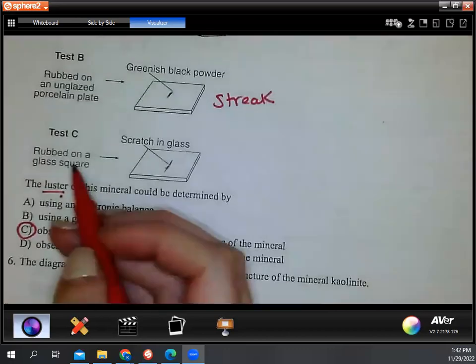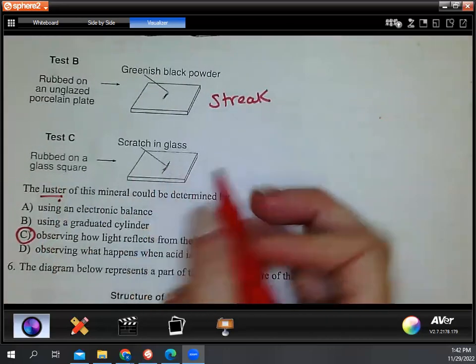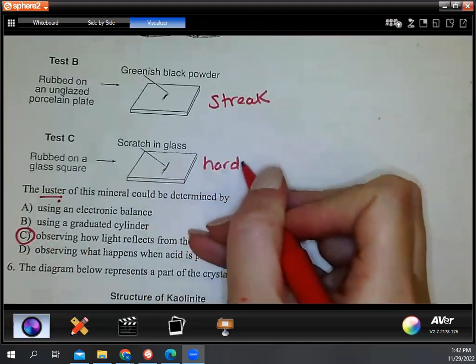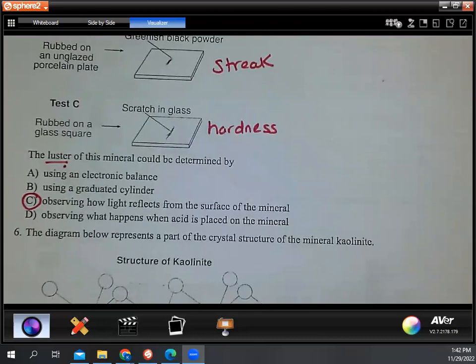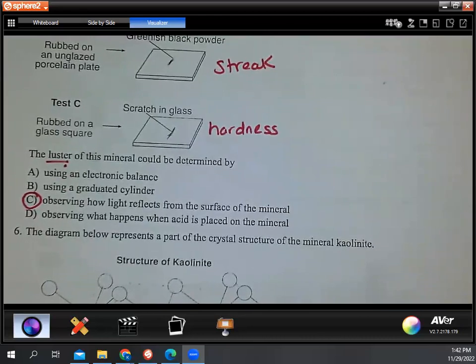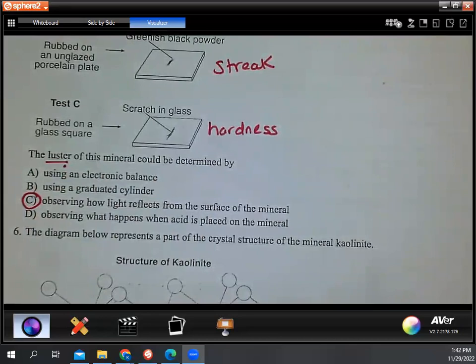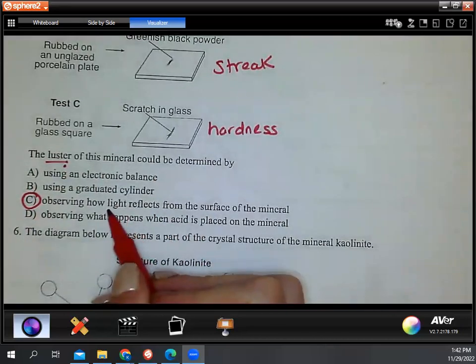This one, they're showing the mineral being rubbed on glass. So this is hardness. And then they're going to ask us a question that has nothing to do with the pictures to try and throw us off. It says the luster of this mineral could be determined by. Luster is how light reflects off the surface of a mineral. That's just a fact you need to know.